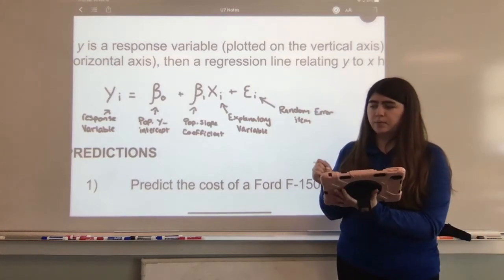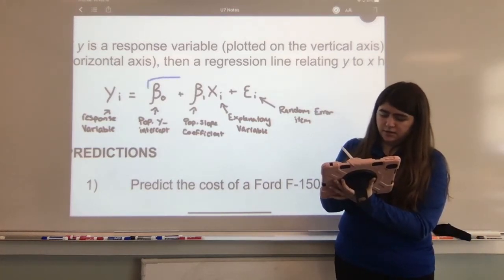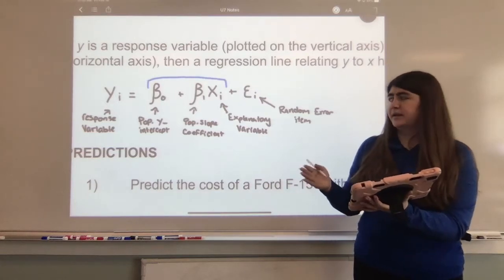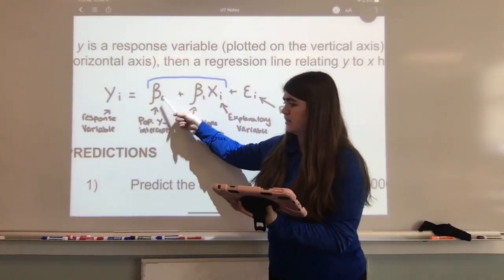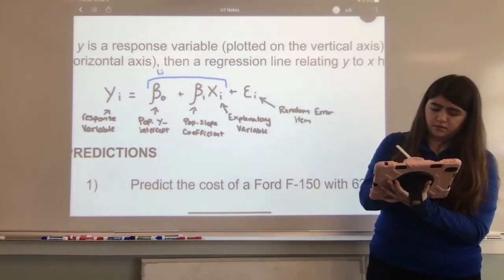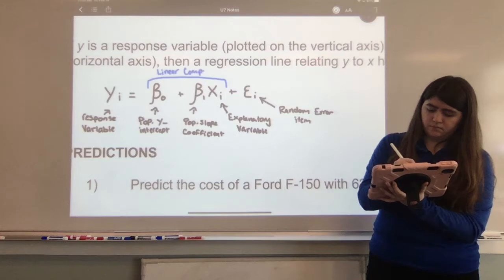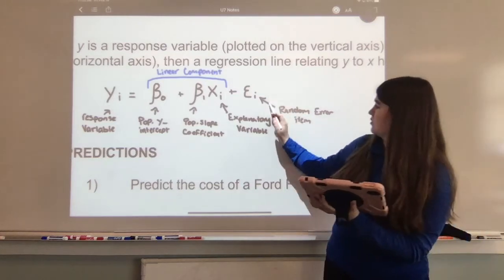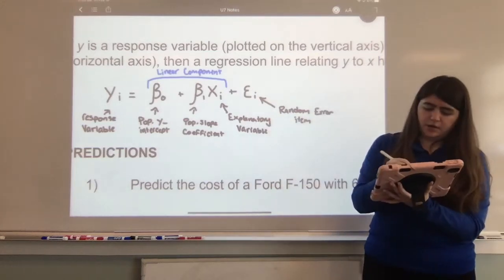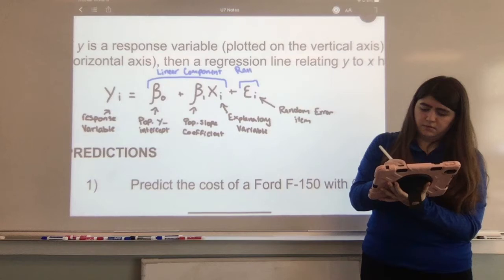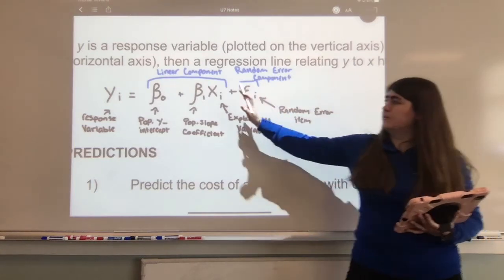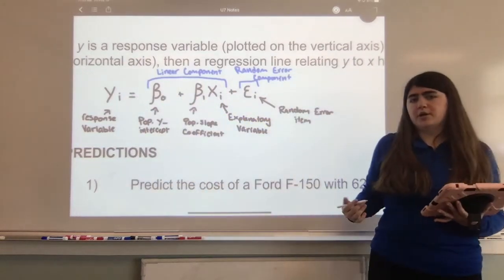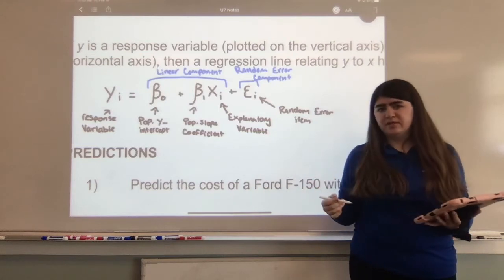To simplify it, this part is just a linear line. It's that slope-intercept form, y equals mx plus b. And this is the linear component. And then we have this random error term, and that is the random error component. In this class, we're primarily going to be working with this part, and our equation will look very similar to y equals mx plus b.